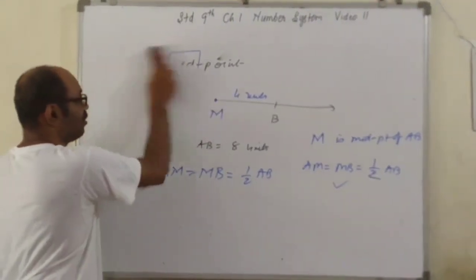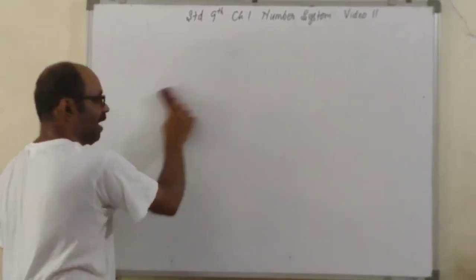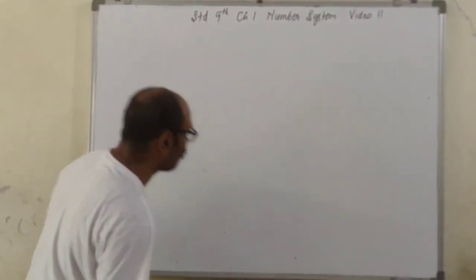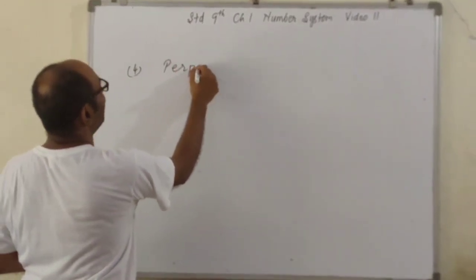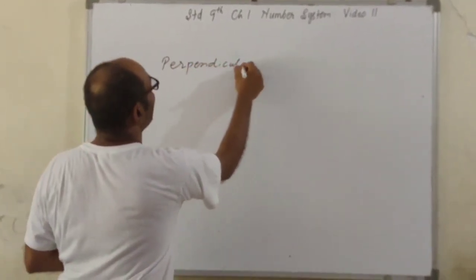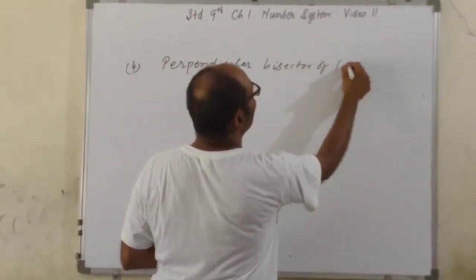Next concept is of construction, and that is the perpendicular bisector of a line segment. Fourth concept we need to know, perpendicular bisector of a line segment.